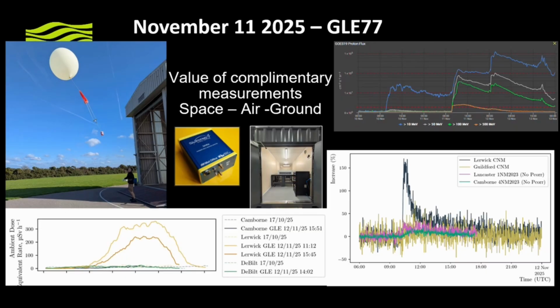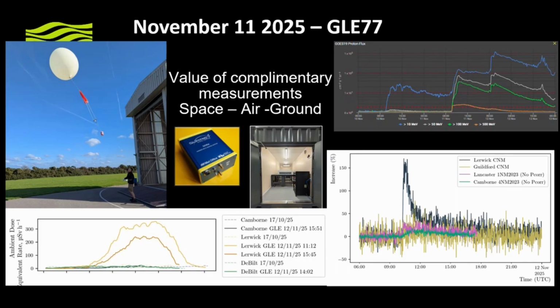And then what we can see is the trace on the bottom left shows that there was an increase in radiation up through the atmosphere. And this was what was recorded from Lerwick and Camborne during the solar radiation event. And it gave us a never-seen-before understanding of what happens with radiation through the atmosphere as we have one of these radiation storms.